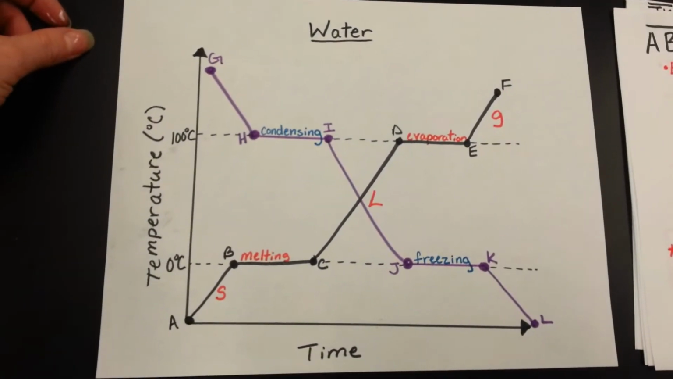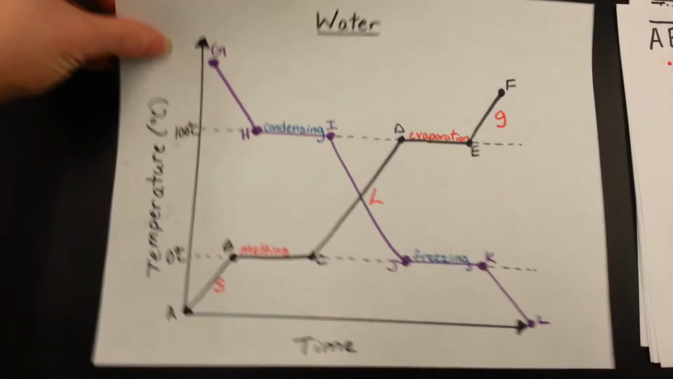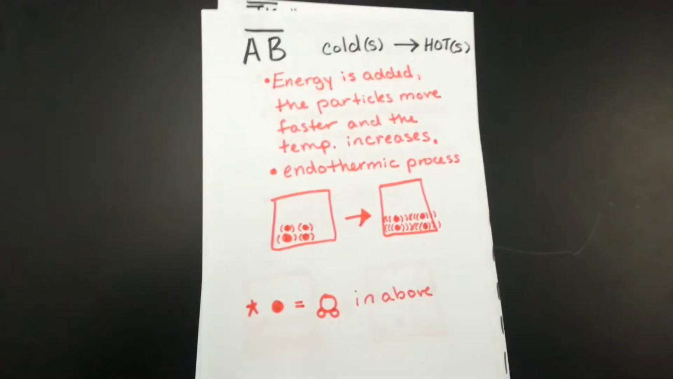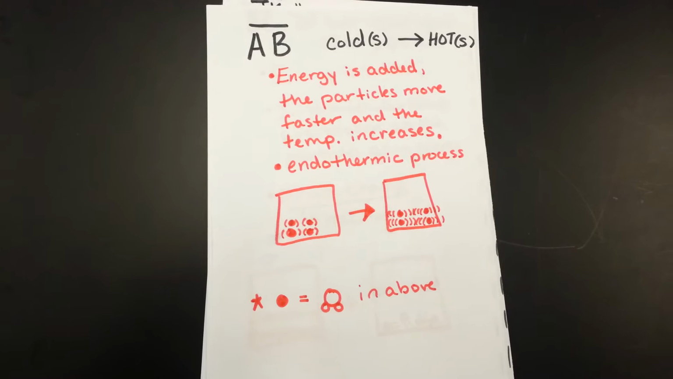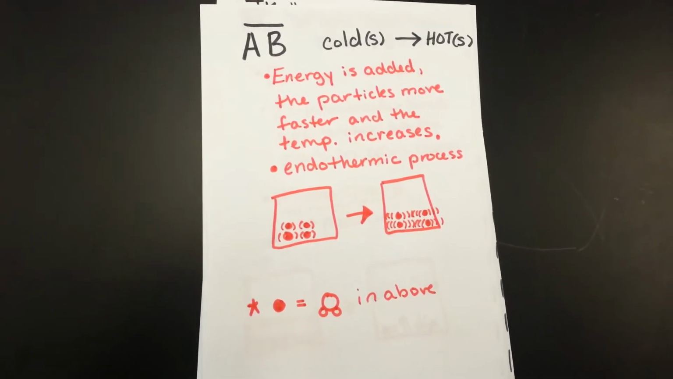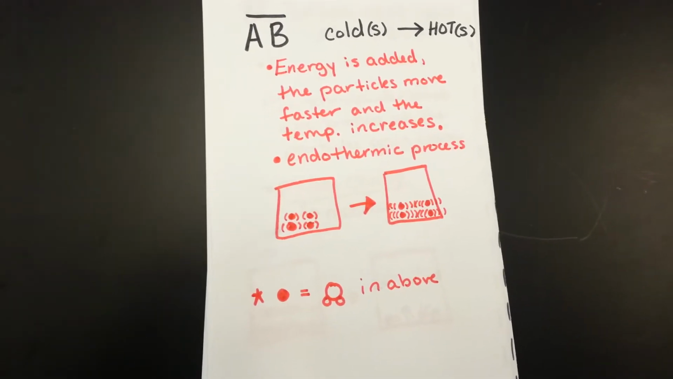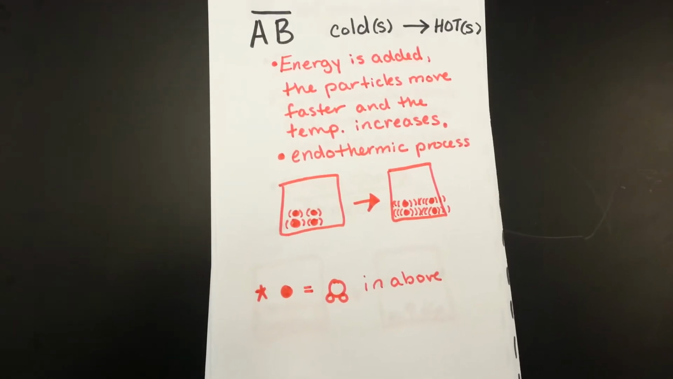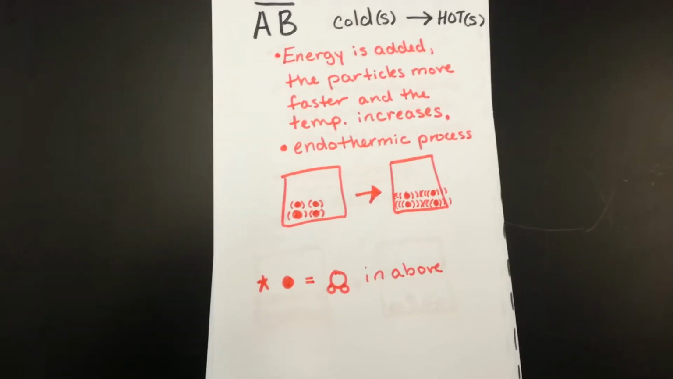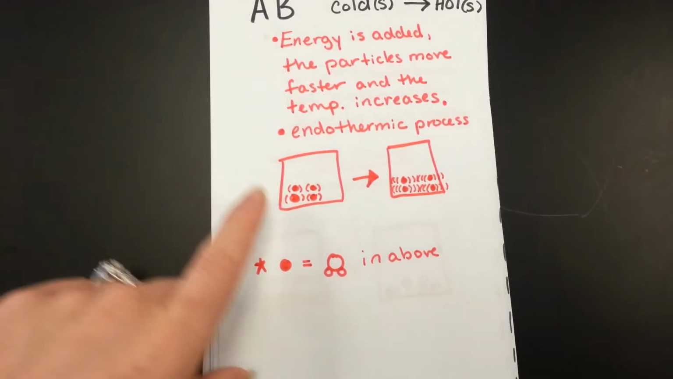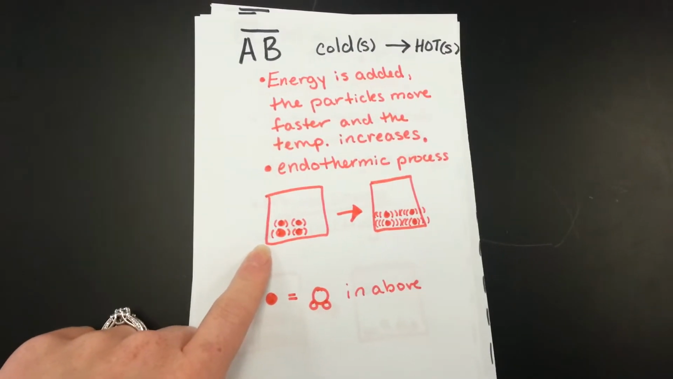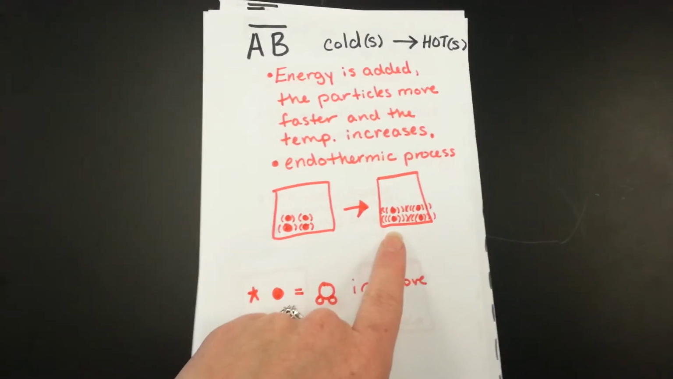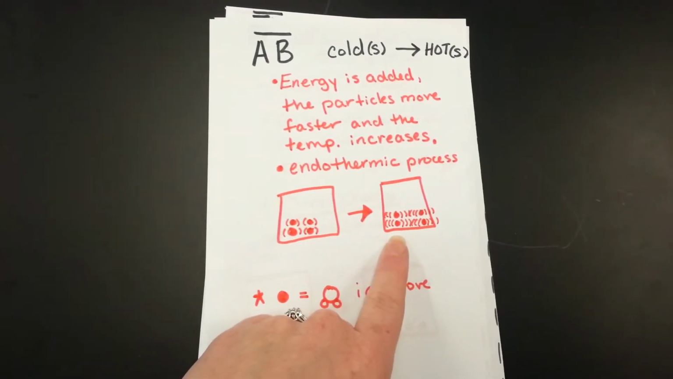Now let's talk about each part of this graph. When we're looking at line AB, we're going from a cold solid to a hot solid. So energy is added, the particles move faster, and the temperature increases. This is an endothermic process because energy has to be pumped in. You can imagine your solids vibrating very slowly when it's cold, and as the solid warms up, it's still a solid and it's still vibrating, but it would be vibrating much faster.